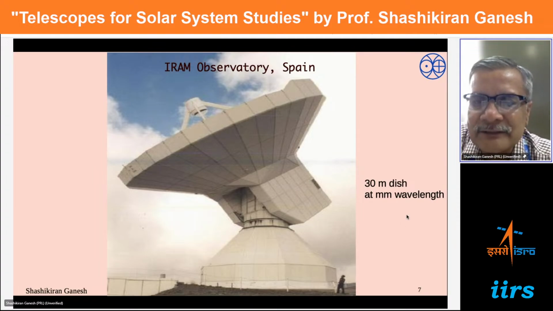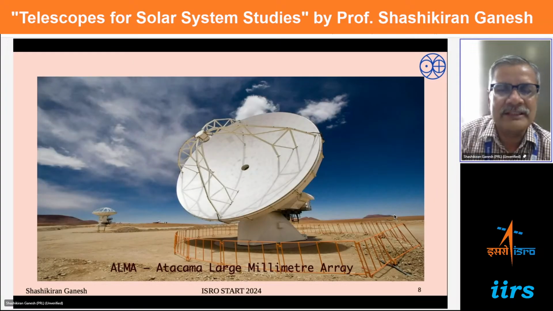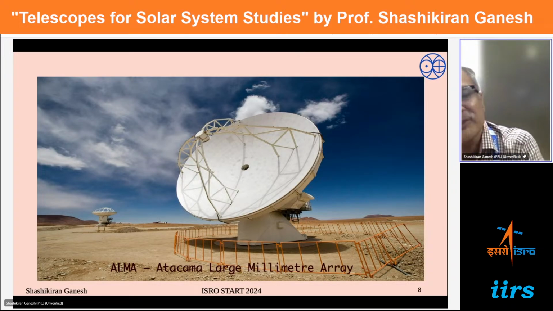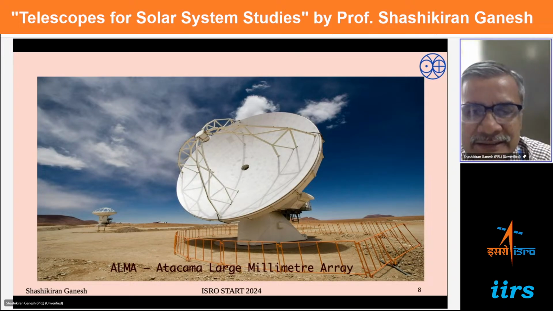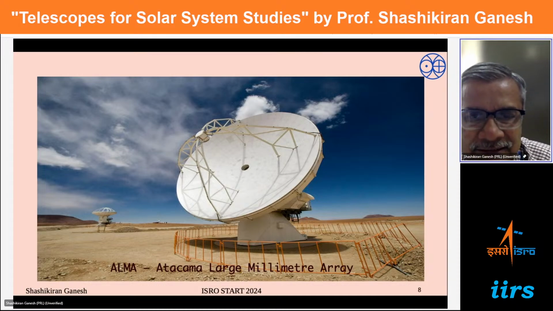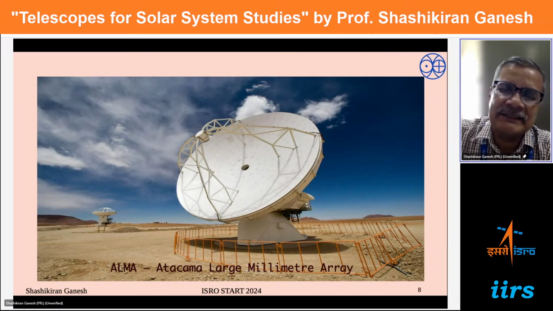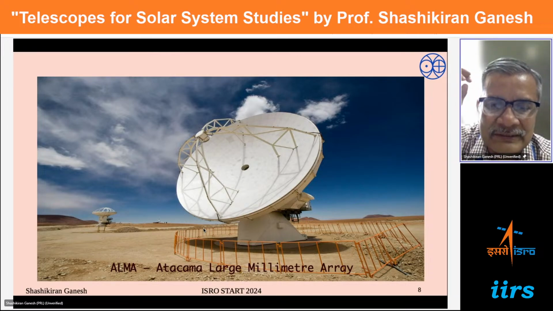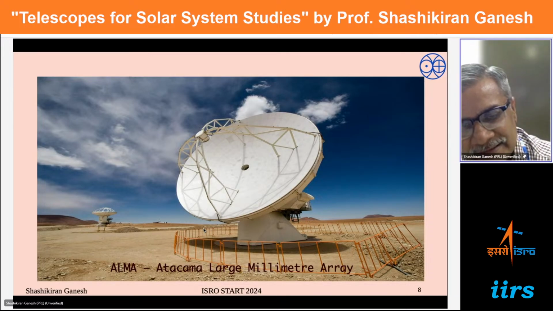The other development which has happened in recent times: IRAM is an old telescope, but recently we have had another telescope called the Atacama Large Millimeter Array. This instrument works from about 0.32 millimeter to about 3 millimeter, and it has 66 dish antennas of various sizes. It's essentially 12 meter dish antennas, 66 of them, laid across the Atacama plateau in Chile in South America.